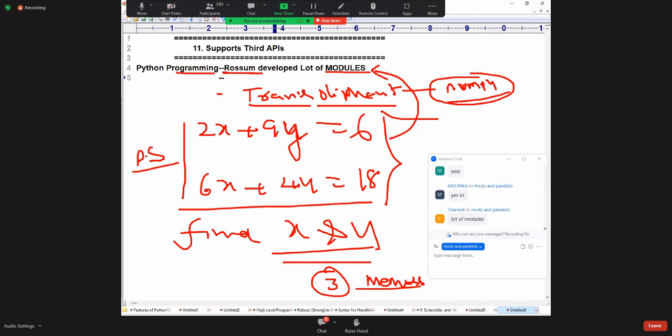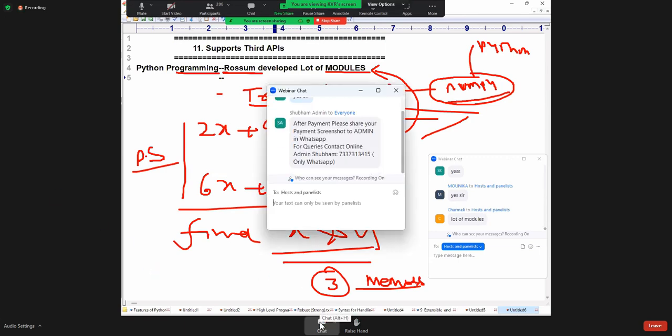This is developed by what? Not the PSF, it is developed by some different organization. For which people did they develop it? For Python people, for solving complex mathematical calculations. For solving complex mathematical calculations, Travis has developed another module known as NumPy, which stands for numerical Python.